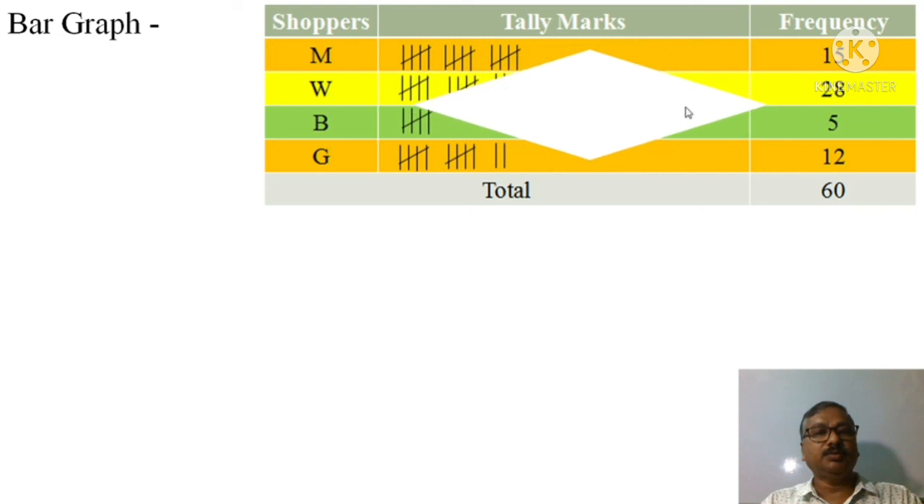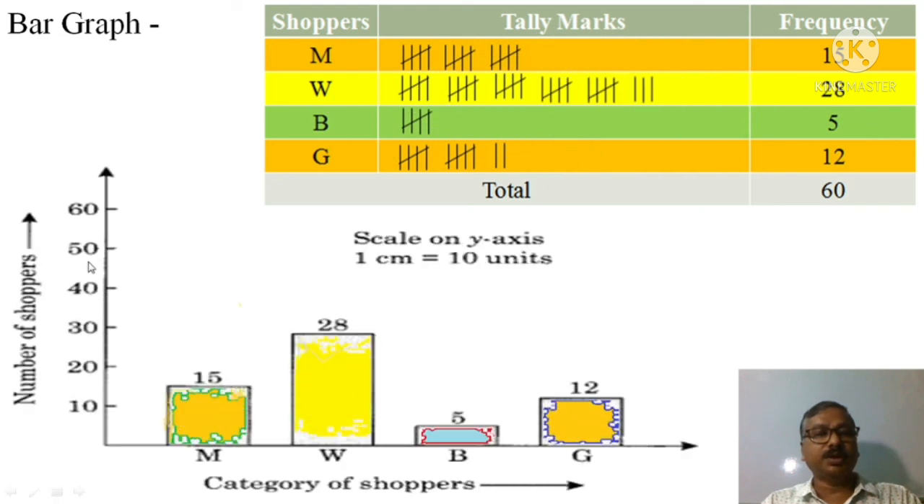This is the bar graph. This is the table, the frequency distribution table, and this is the bar graph. Along this, the category of shoppers, and along this, the number of shoppers. So this is men 15, women 28, boys 5, girls 12. You can color it, shade it in different ways, or draw some marking, so it should look different. This is the presentation, so it should look better. So this is the frequency distribution table, and from that table this is the bar graph. So now let us move to the next question.